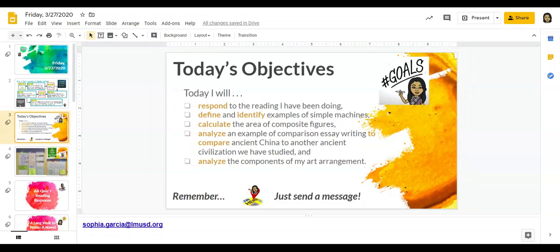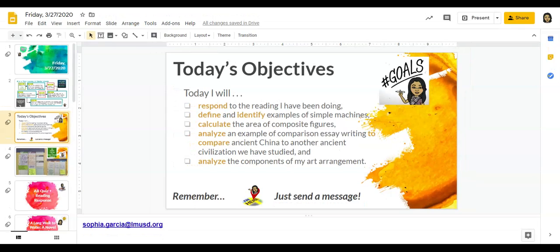So you could read through today's objectives. You have some responding to reading, defining and identifying examples of simple machines, calculating the area of composite figures in math today. Composite, thinking about what that word means, is really going to be helpful when it comes to taking your notes and understanding how to find the area for those figures. Analyzing examples of a comparison essay, writing to compare ancient China to another ancient civilization that we've studied. I've got a video there, and I'll speak a little bit more about that in a minute.